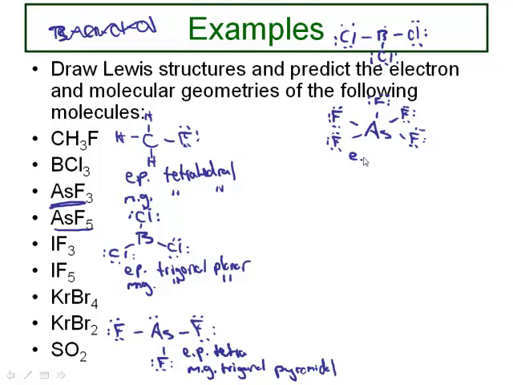So you said the electron pair geometry is trigonal bipyramidal. And the molecular geometry is going to be what? The same thing, trigonal bipyramidal. That is correct. Okay. How about iodine trifluoride, Jake Jones?